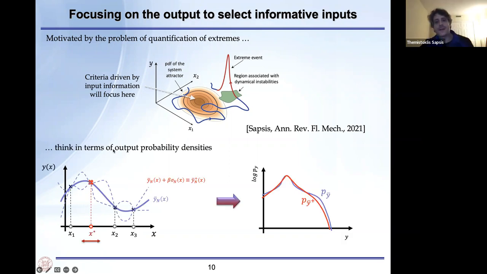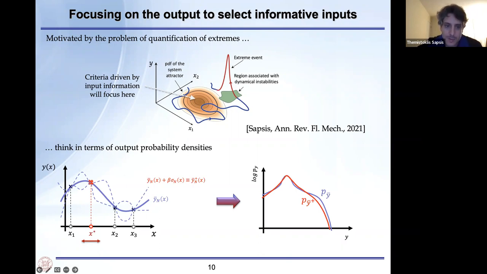So instead of thinking in terms of the input, as in the typical criteria that I presented, we start thinking in terms of the output. A good way to think of the output is the actual probability density function of the output. So what if we try to find the next most informative point so that we have the fastest convergence for the probability density function of Y directly? And so this is the map.